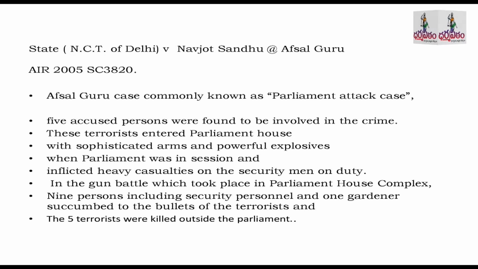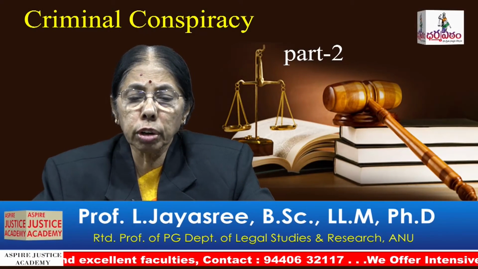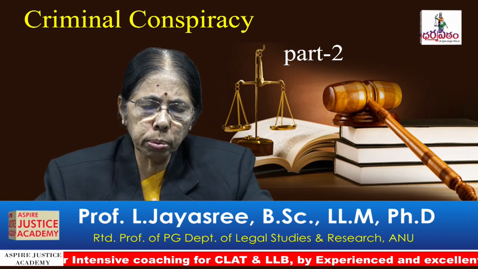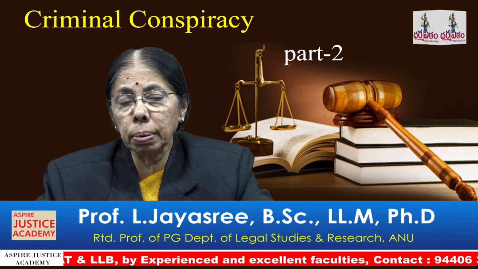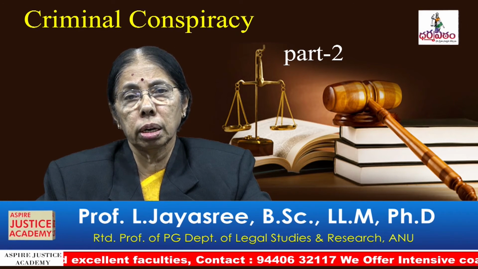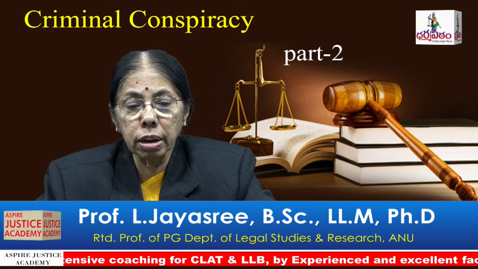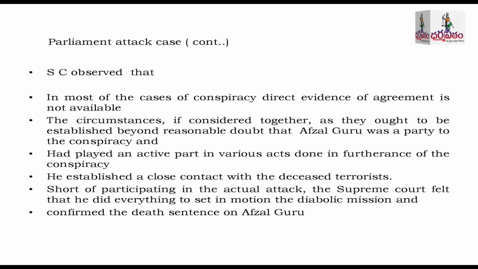The Supreme Court observed that in most of the cases of conspiracy, direct evidence of agreement is not available. In each and every case, the Supreme Court's first point is that direct evidence is not available. So only circumstantial evidence. If direct evidence is not available, one has to depend on circumstantial evidence, and the circumstances, considered together as they ought to be, must be established beyond all reasonable doubt. Not taking some circumstances and leaving others. You have to collect all the circumstances together, and it has to be proved beyond all reasonable doubt that this fellow had entered into an agreement.